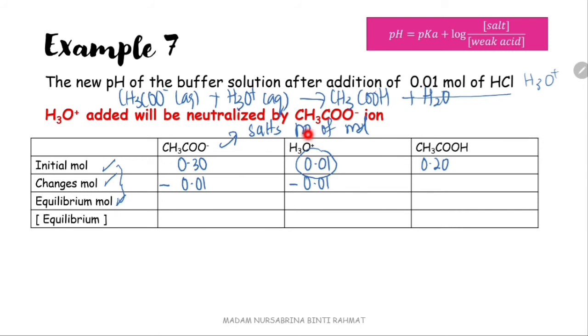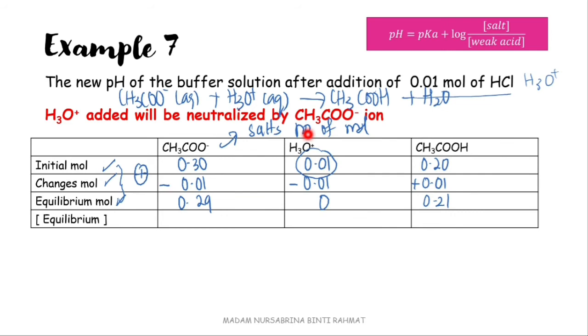But since the process produces our weak acid, this increases the number of moles by the same moles of strong acid added. So the equilibrium mole is simply initial plus change, in which you will get 0.29 mole for the conjugate base, 0 mole for your added acid, and 0.21 mole for your weak acid. Your focus: you need to make sure there is no more strong acid, H3O plus, or OH minus present at equilibrium.